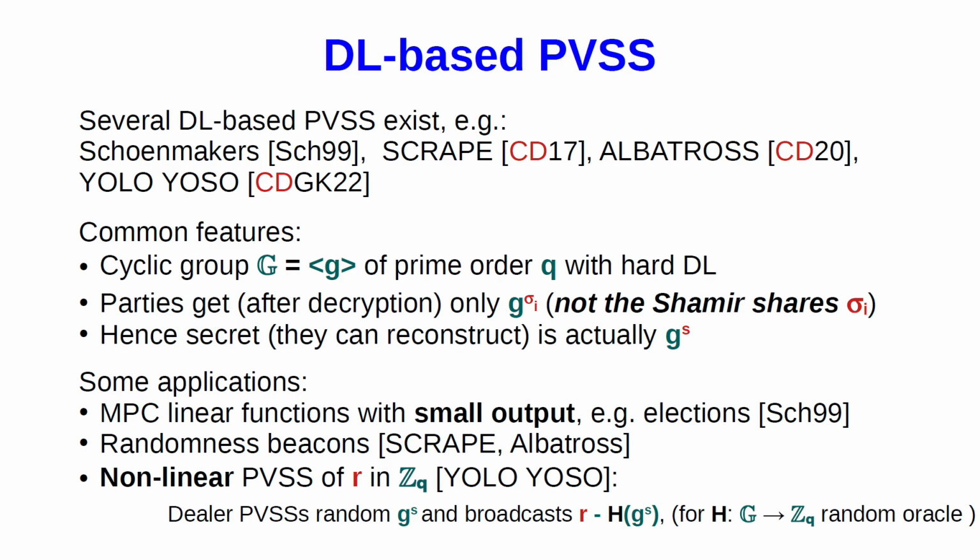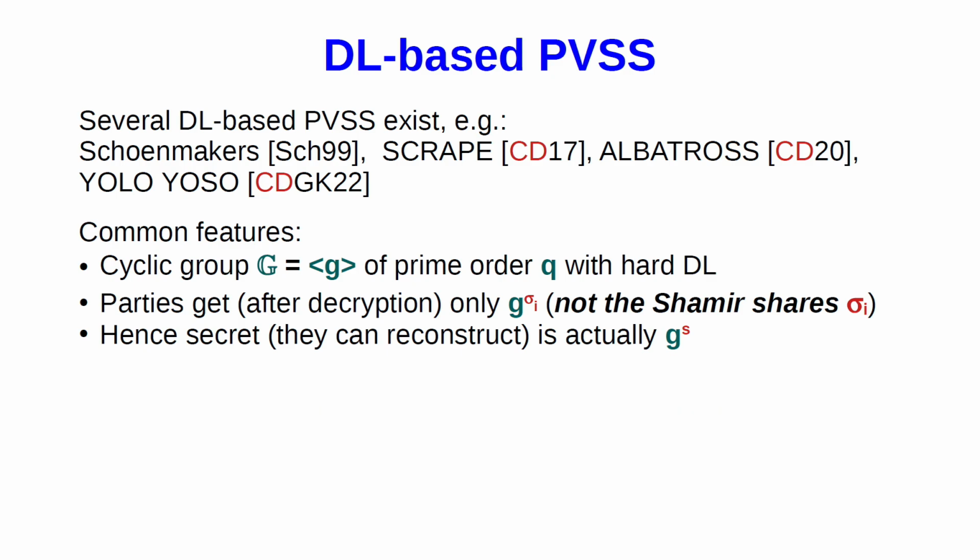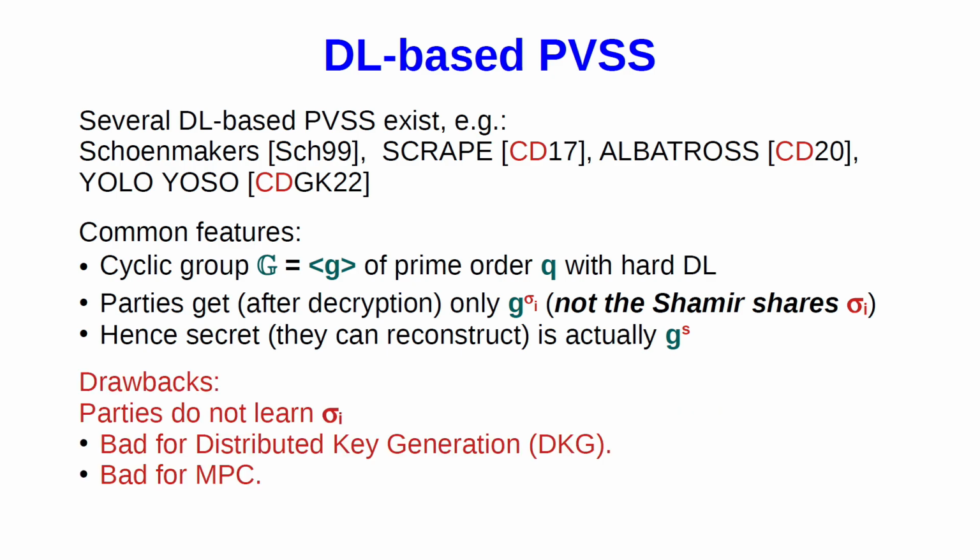And you can even turn this into a PVSS of a field element by essentially secret sharing a random key, and then broadcasting the one-time pad of your secret with some random oracle applied to this key. But then you lose all kinds of linearity properties because you are using this random oracle. So in particular, what this is not so good for is distributed key generation.